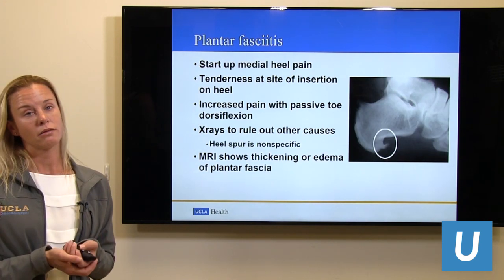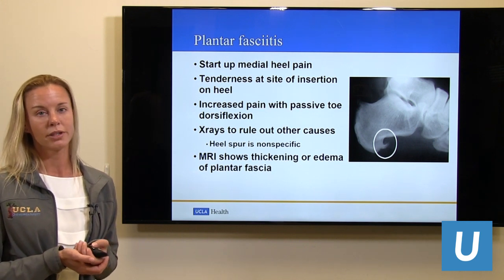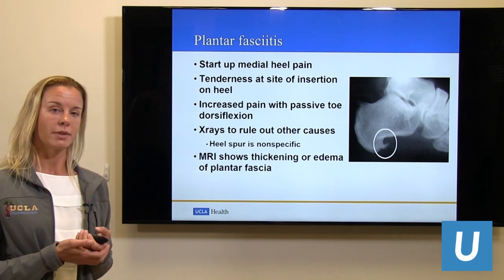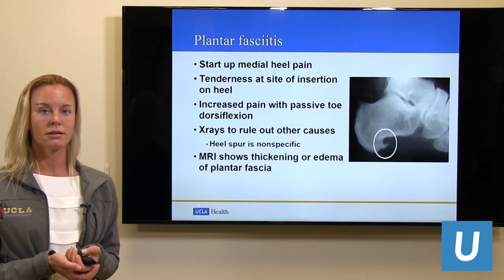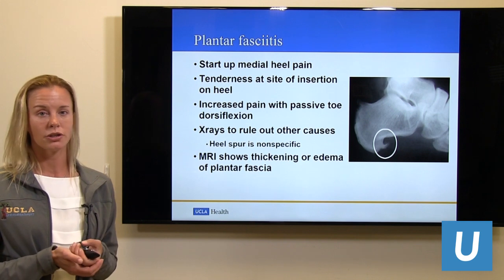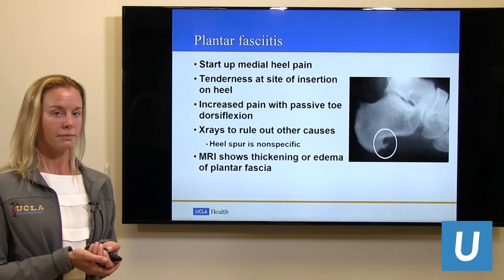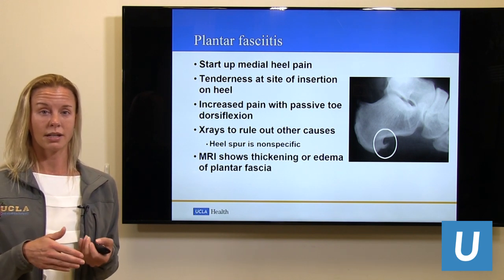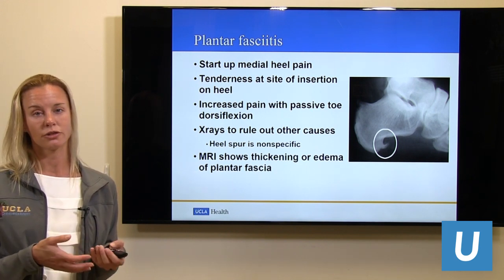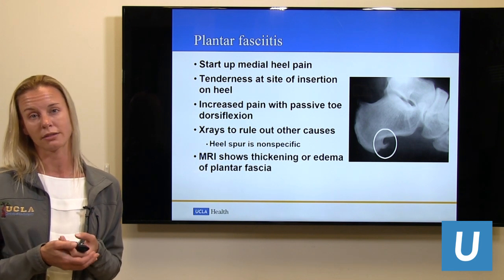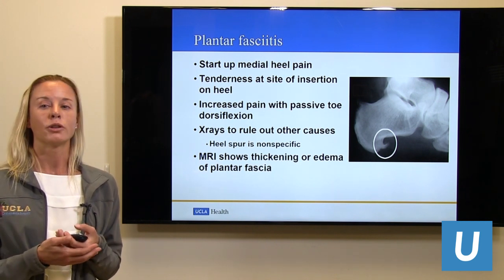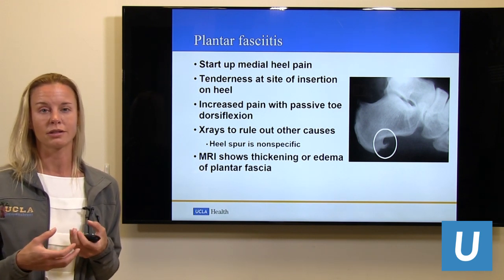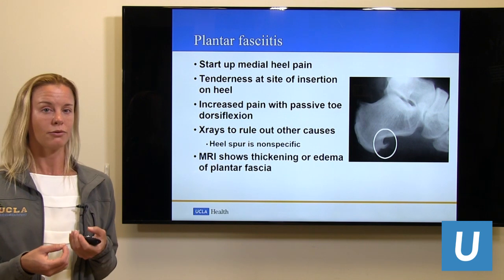The common complaint is pain right when I step out of bed in the morning, it really hurts, or after I've been sitting for a while and I stand up, it really hurts. And then as you move around, as you stretch things out, the pain tends to go away. The reason for that is when we sleep, our feet are naturally pointed down, and that causes the plantar fascia to contract. So when you get up in the morning and you step down, that plantar fascia has to stretch out again. And if it's irritated, it's going to be really painful.